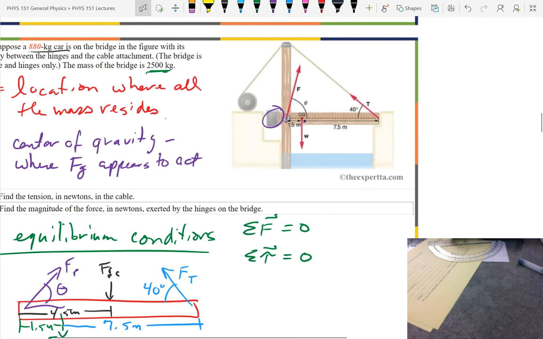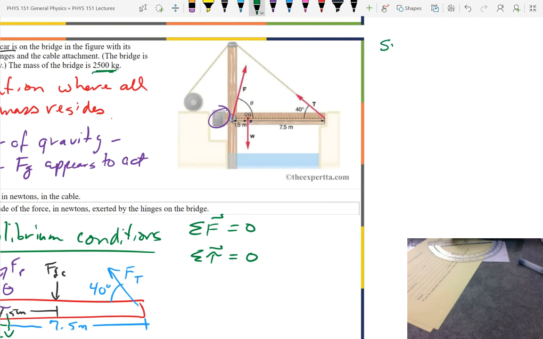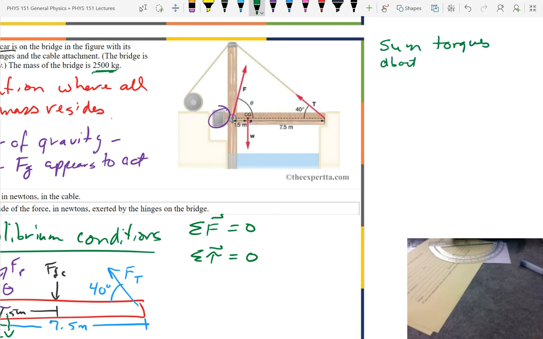So I'm going to sum the torques about the pivot. So sum of the torques. Now, torque is a vector. In this case, all of our forces are going to be up or down, so they're all in the vertical plane. They might be at an angle, but they're in the plane between horizontal and vertical.